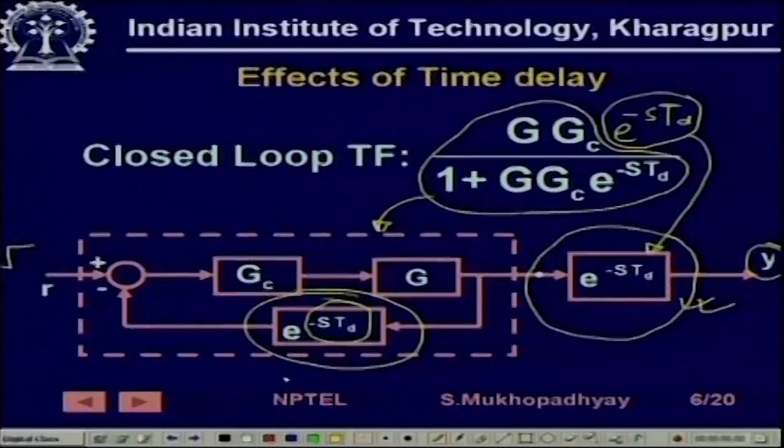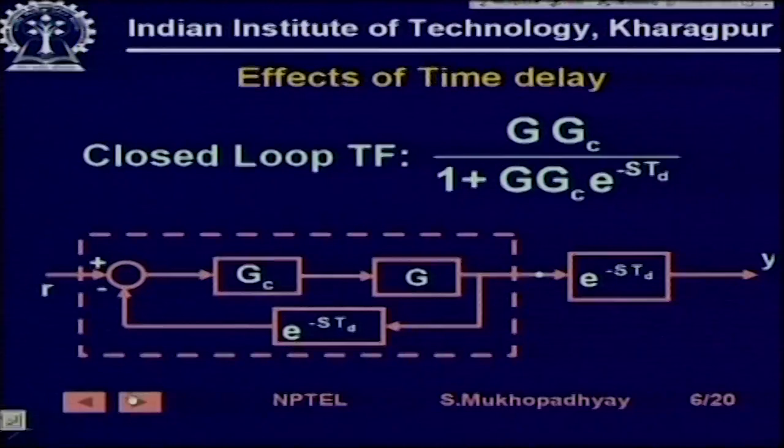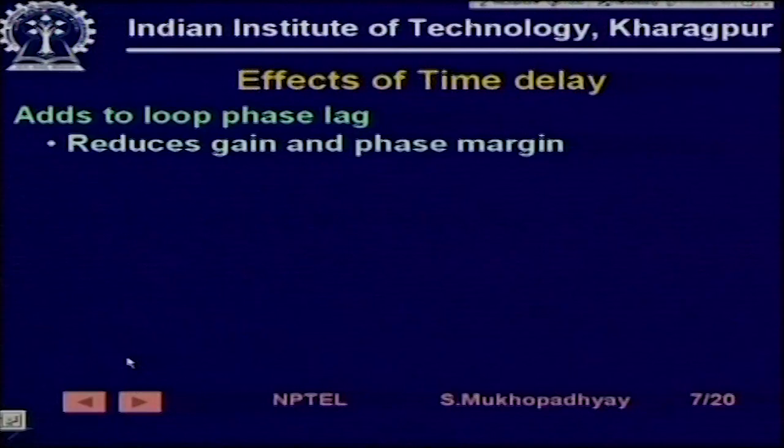Now you see that, how does it cause the problem? To understand that, let us first notice that in the delay free process, this would have been a direct term. So in the delayed process, we are going to add additional loop phase delay without adding anything to the loop gain, because the magnitude of this operator is always 1. Only there is a phase lag. So having noticed that, this adds to loop phase lag, and therefore here is a comment which we will see in greater detail, that it reduces gain and phase margin.